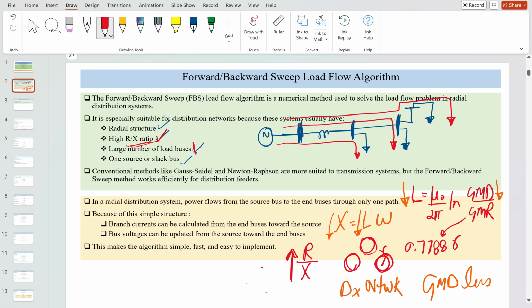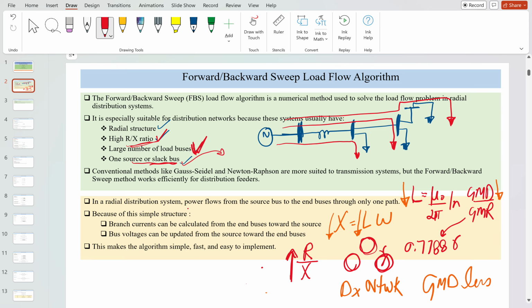Also, there is a large number of load buses and less generation. Currently, with the increase of renewable energy sources, there is the concept of prosumers, basically consumers who can produce electricity and sell it to the distribution network, so current can flow bidirectionally. Also, in the conventional distribution network you have one source or one slack bus. The slack bus basically has infinite inertia, which can supply all the power required inside the distribution network.